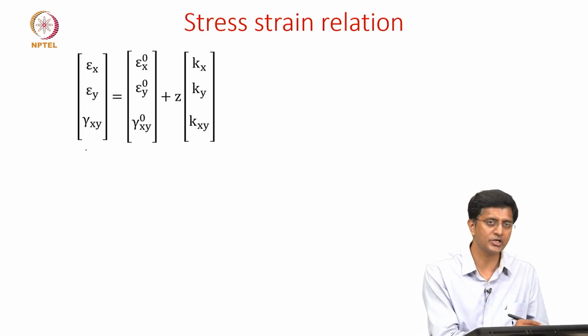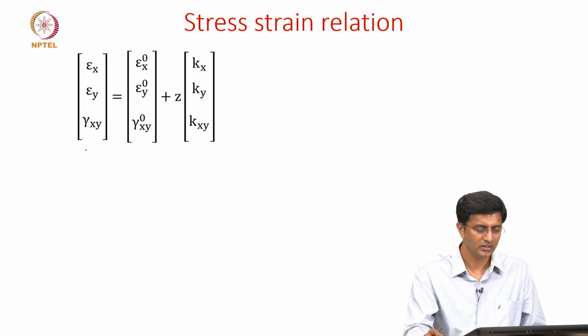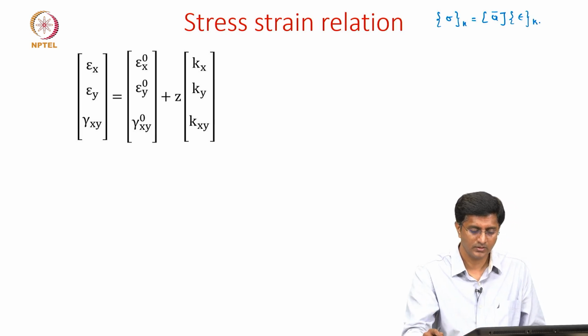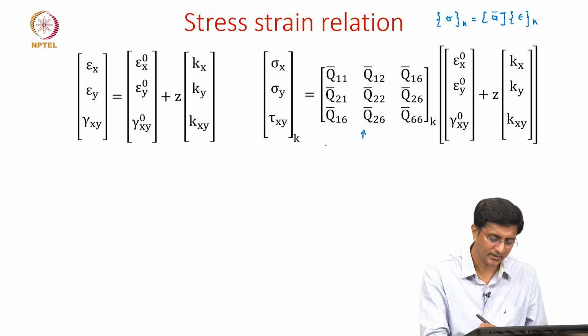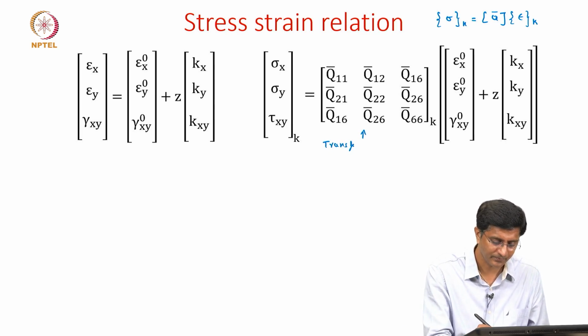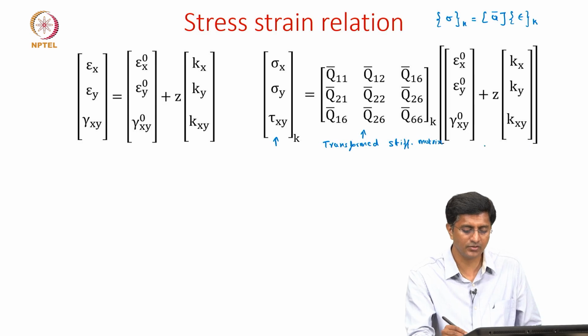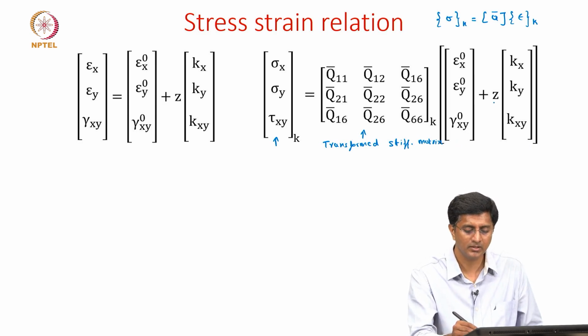So here are the strain relations which we derived in the previous slide. Now if I bring in the stress strain relations, where you recall the stress in the kth layer, we wrote it as the transformed stiffness matrix times the strain. So this is the transformed stiffness matrix, and these are the stresses in the kth layer, and the strains in the kth layer we wrote in terms of the mid-plane strains plus z times the curvatures of the mid-plane.